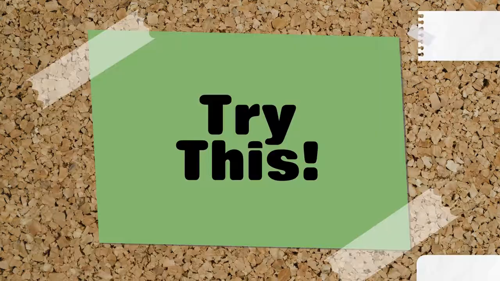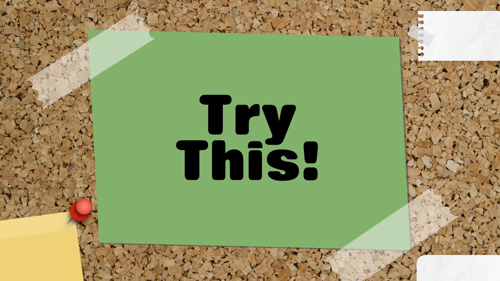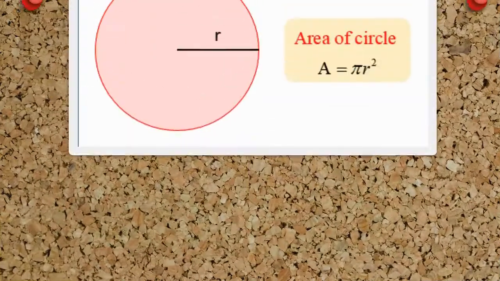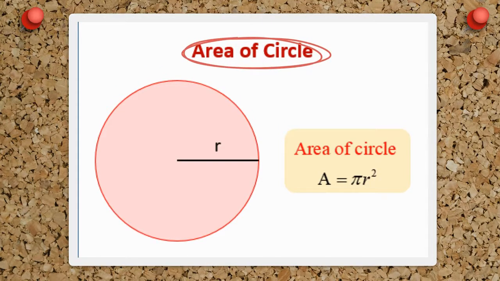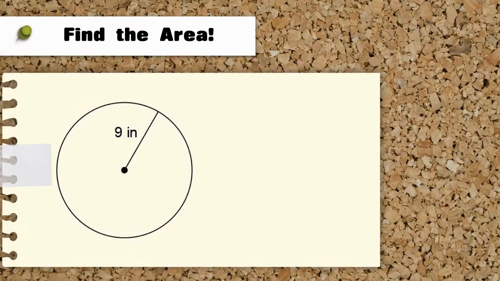Now, do you think you're ready to try this one on your own? I think you can do it, boys and girls. Try this. But remember the area of a circle. That's right, pi r squared. So, boys and girls, find the area of this circle. Pause the video, and once you're done, then I'll reveal the answer.